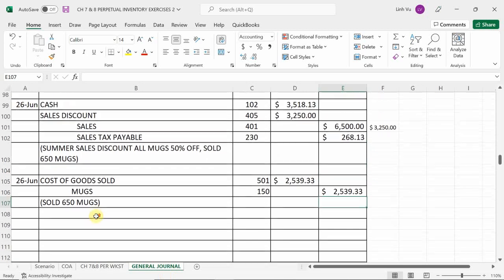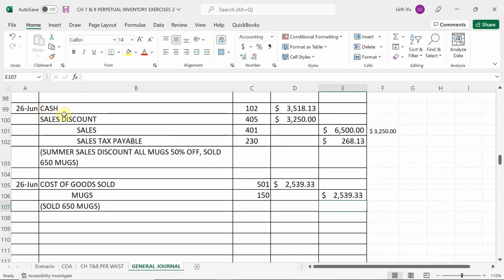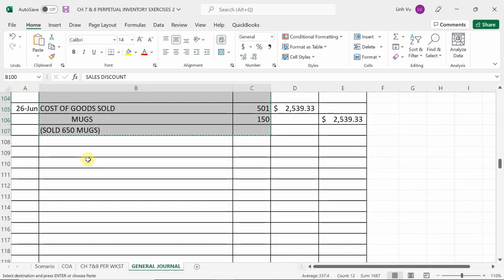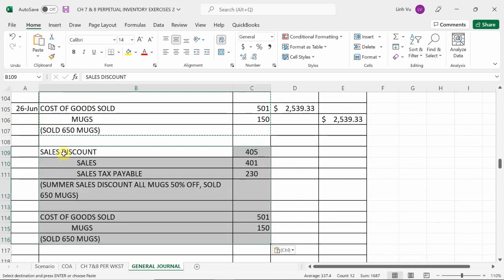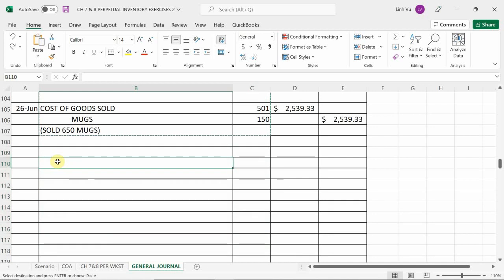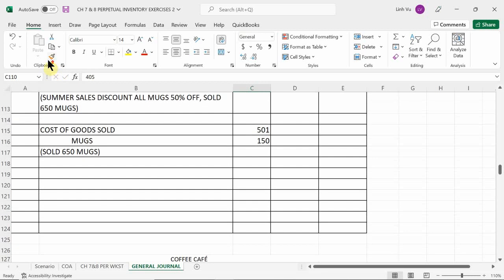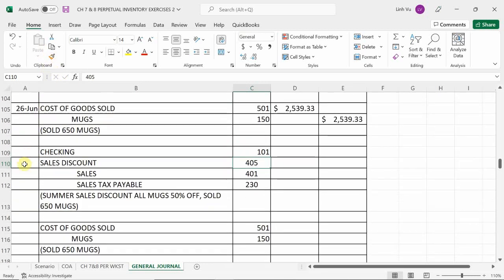Good. So in this case, very similar to this transaction above, except the only difference is the money went straight to our checking account instead of the cash account, right? Because a credit card transaction is not the same thing as a cash transaction. Oops, I need to go one more down. Okay, because I got to put checking here. And this is on June 28th.